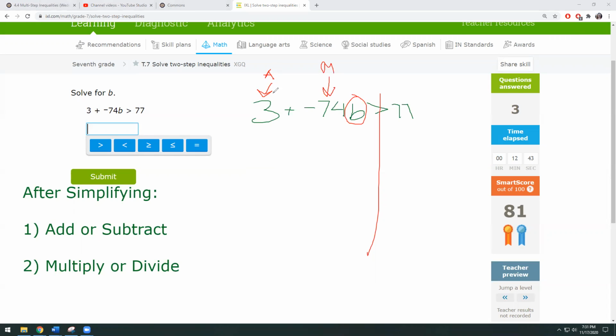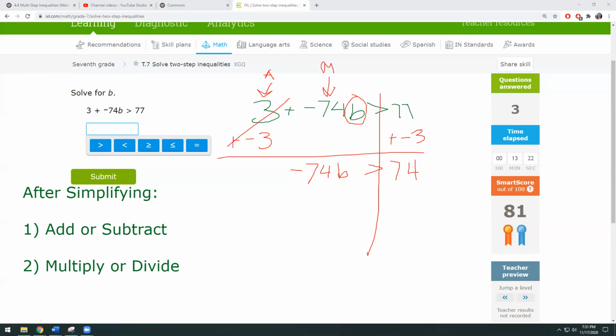So I have to get rid of this 3 first. I see that it's a positive 3, so I want to do the opposite, which is a negative 3. Whatever I do to one side, I have to do the other. Negative 3 over here. This makes that go away, and we're left with a negative 74b. I didn't do any multiplication or division, so that means my inequality symbol stays. And now I'm taking 77 plus negative 3. So that means that it's going down by 3, which is going to give us a positive 74.